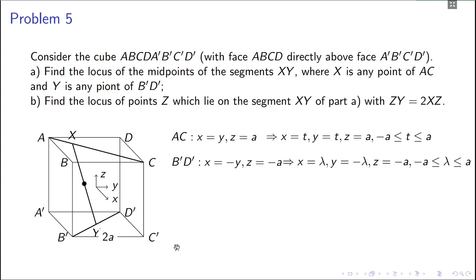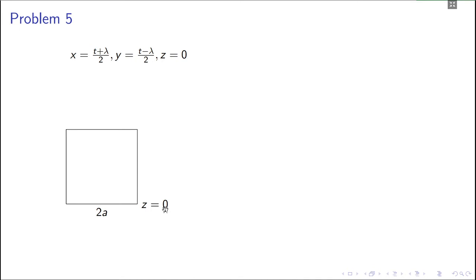So what does the midpoint look like? The midpoint is just this plus this divided by 2, this plus this divided by 2, and this plus this divided by 2, that is 0. So Z equal to 0, X equal to T plus lambda by 2, Y equal to T minus lambda by 2. So the midpoint lies in this plane, Z equal to 0. Okay, so we just take out a section from Z equal to 0, and we look at that. So this will be a square of side length 2A. This will be your X and Y axis. This is the Z equal to 0 plane.